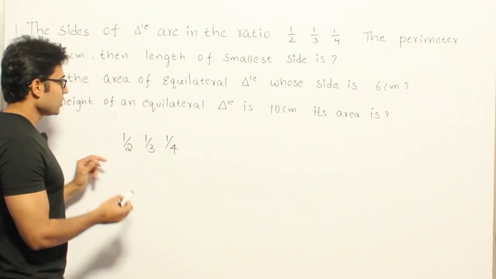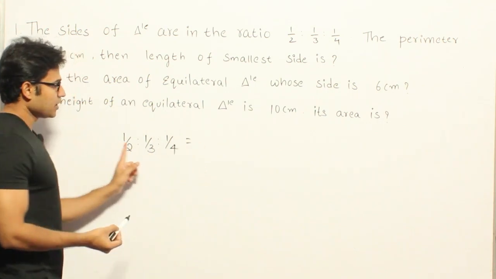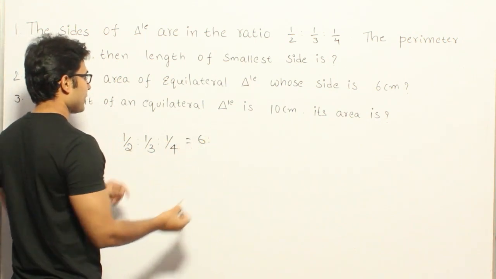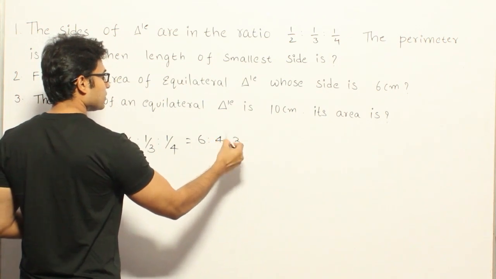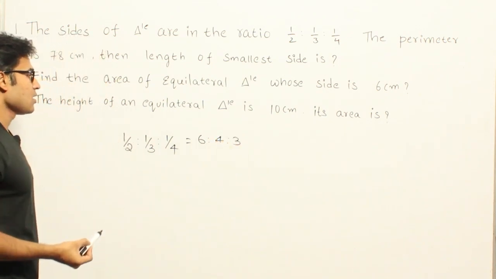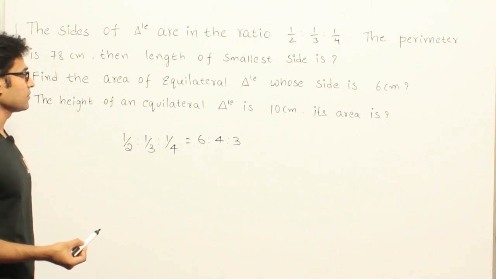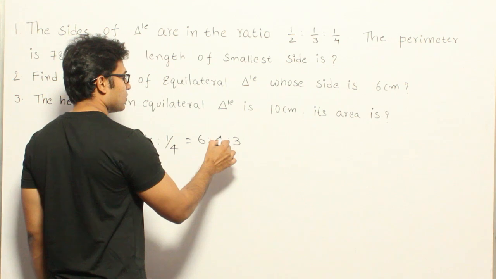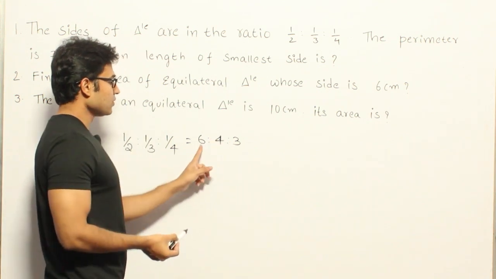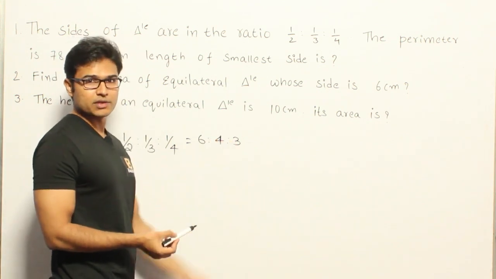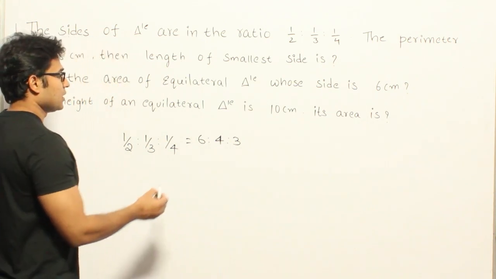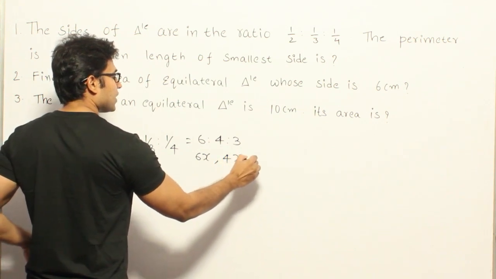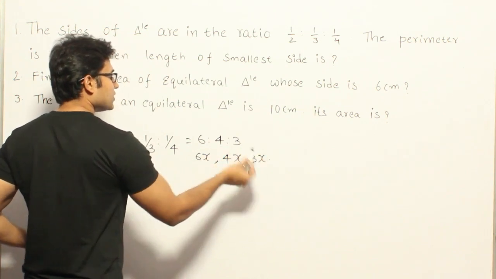Now you take 12 and multiply all three numbers with 12. Then what do you get here? 6 is to 4 is to 3. So this is the ratio in which the sides are present. Even if you can simplify it, just check. 6 is to 4 is to 3 cannot be simplified further. Now you can assume that each side is 6x, 4x and 3x.